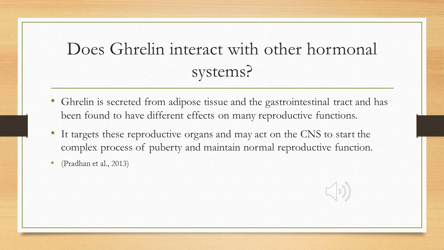Ghrelin is a multifaceted gut hormone, meaning that it interacts with other hormonal systems, such as reproduction, not just the one hormonal system. Ghrelin is secreted from adipose tissue and the gastrointestinal tract and has been found to have different effects on many reproductive functions, such as embryo development, hypothalamic pituitary gonadal axis, implantation physiology, and other clinically relevant conditions. It targets these reproductive organs and may act on the central nervous system to start the complex process of puberty and maintain normal reproductive function.